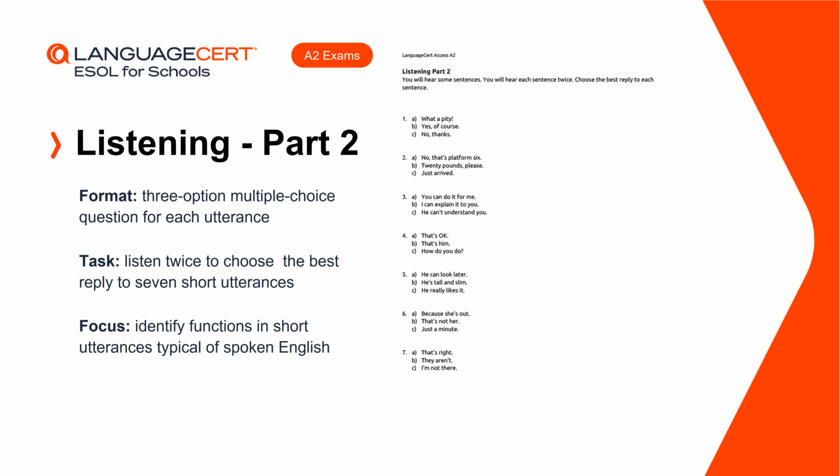In part 2, test takers need to answer 3 option multiple choice questions, 1 question per utterance. They hear 7 utterances twice and choose the best reply. What is assessed here is their ability to identify functions in short utterances typical of spoken English.